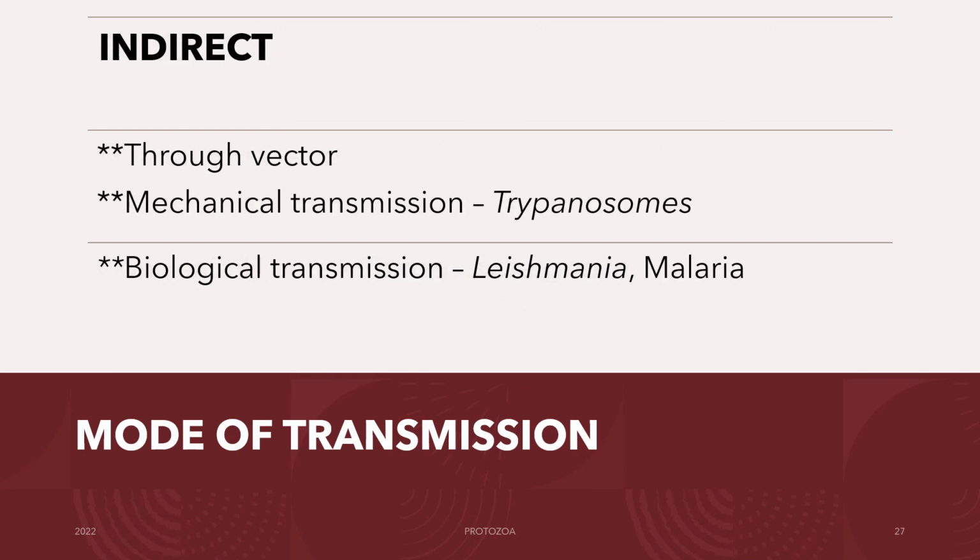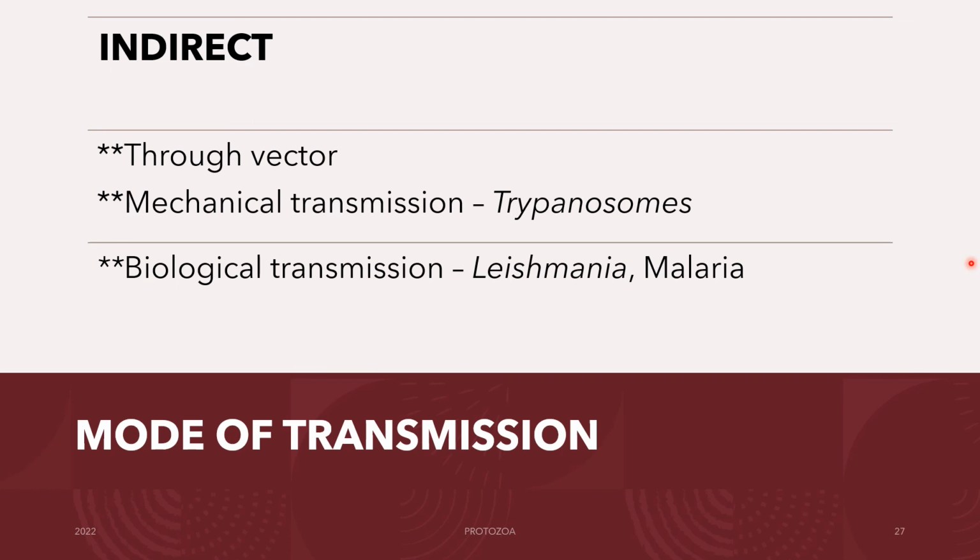For the indirect mode of transmission, we have the vector, and we also have mechanical transmission and biological transmission. When we say vector transmission, this is a strategy used by protozoan parasites which inhabit the blood or internal tissues within its host. This strategy involves a hematophagous arthropod. When we say hematophagous, that is a blood-feeding arthropod serving as intermediary between successive vertebrate hosts.